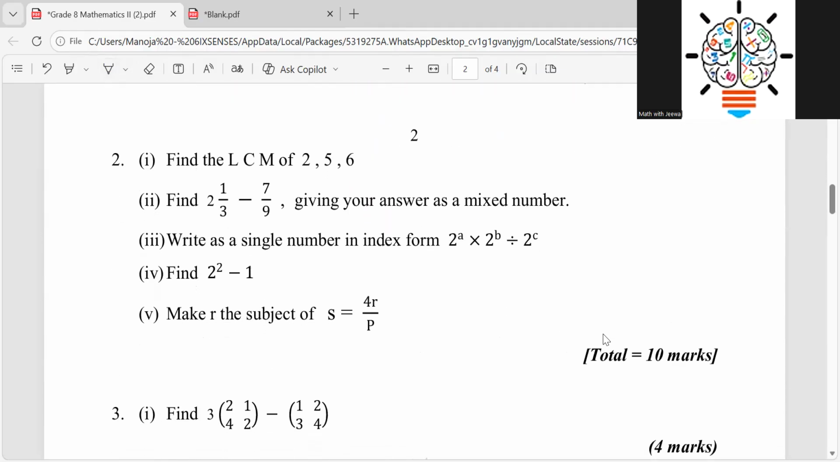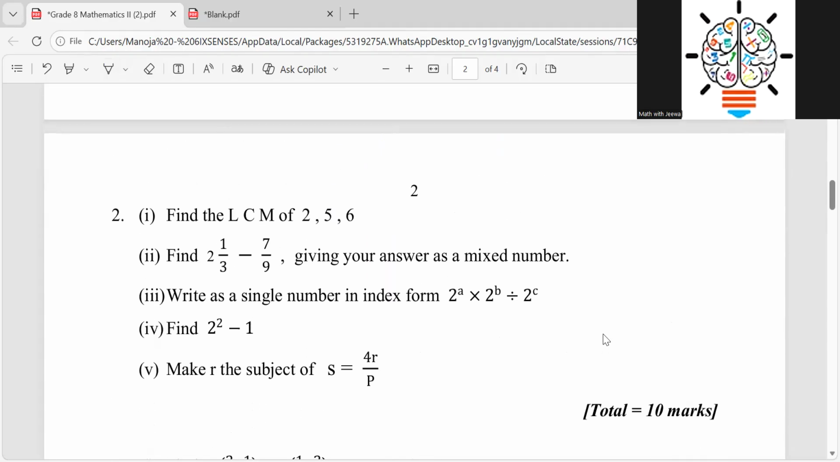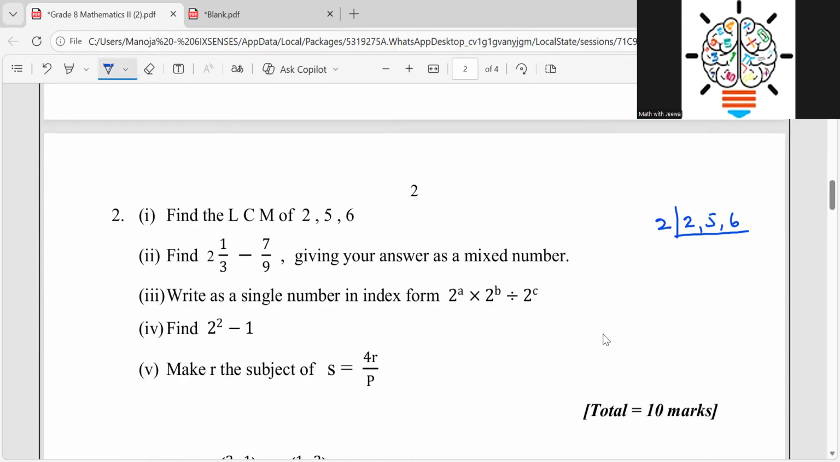In the next question, children, these are very easy ones. We don't want to worry about that much. You know how to find the LCM of 2, 5, 6: you start dividing by the smallest possible prime number. So then it is 1, 5, 3. Then you divide this by 3. It gives you 1, 5, 1. Then you divide this by 5. So 1, 1, 1. Right? So then the LCM is 30. 2 times 3, 6, 6 times 5, 30.